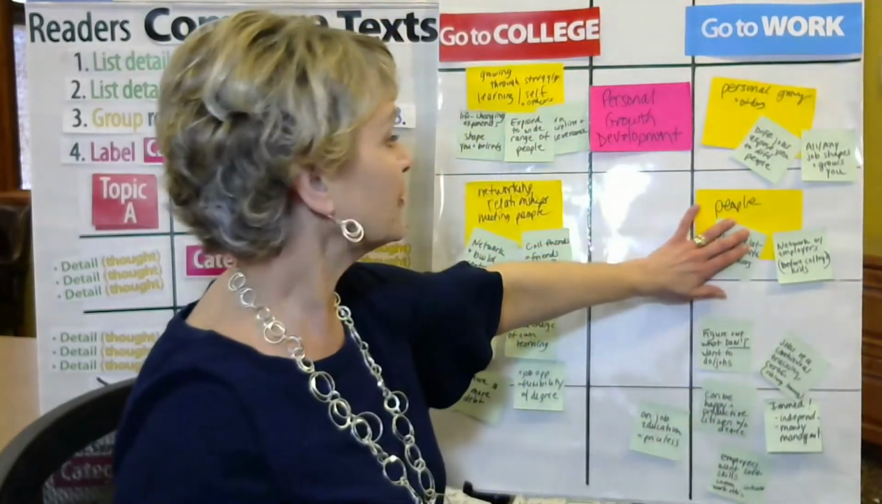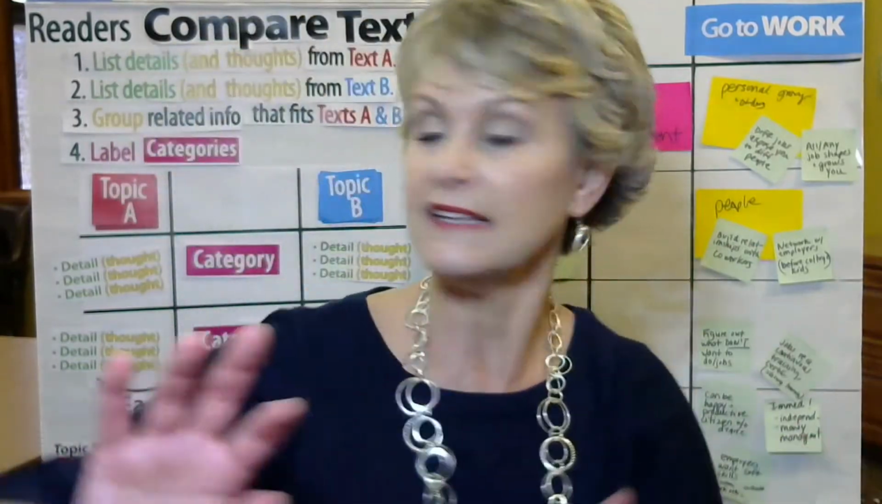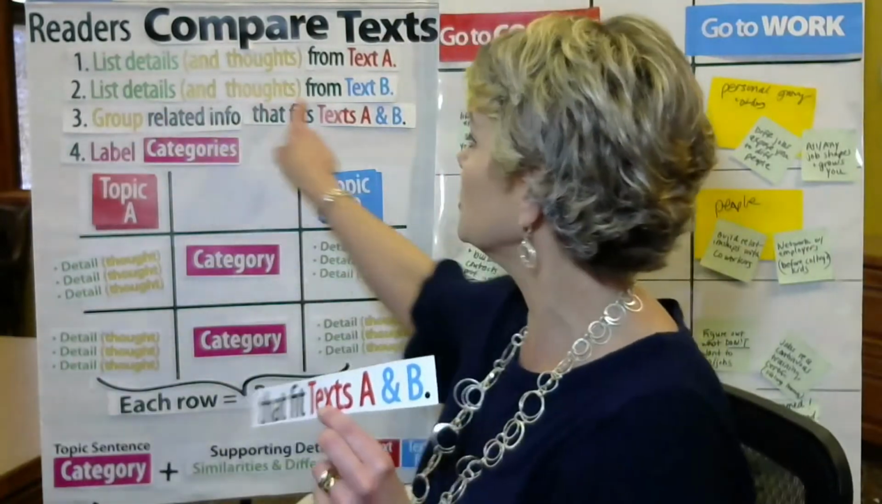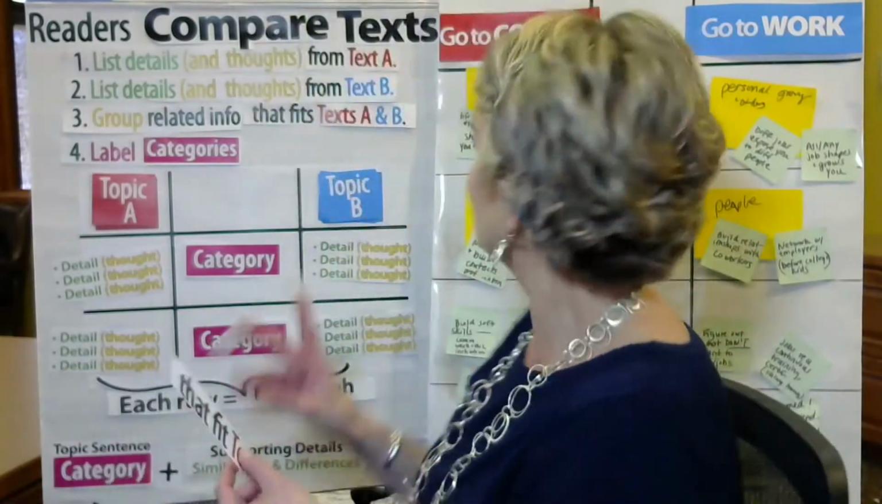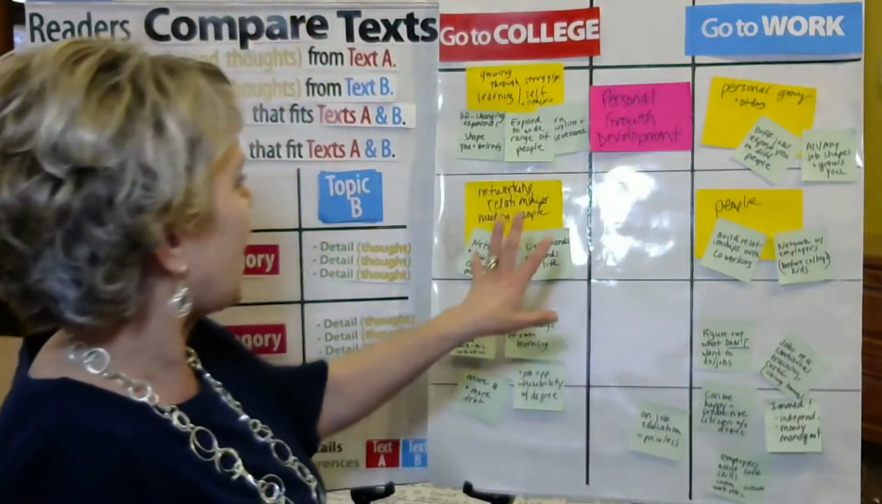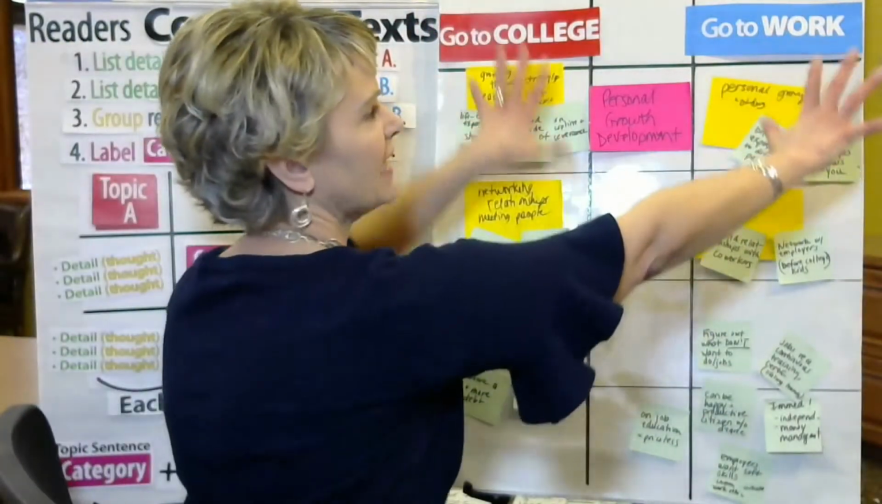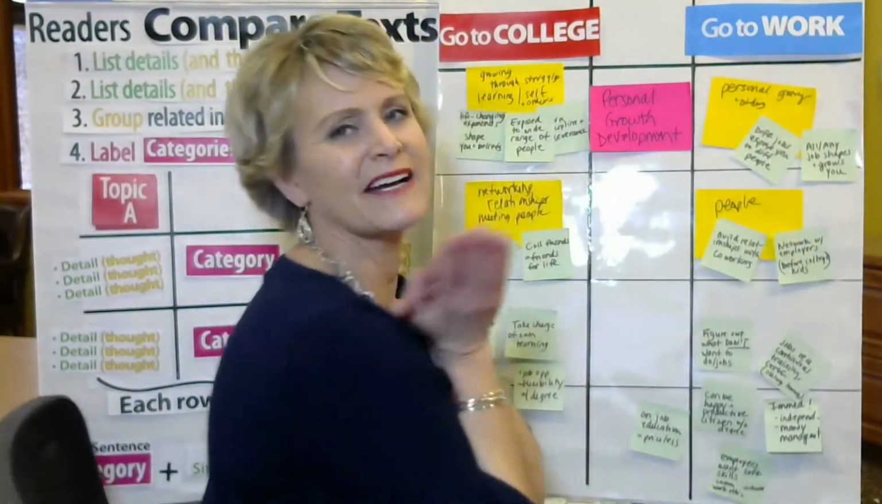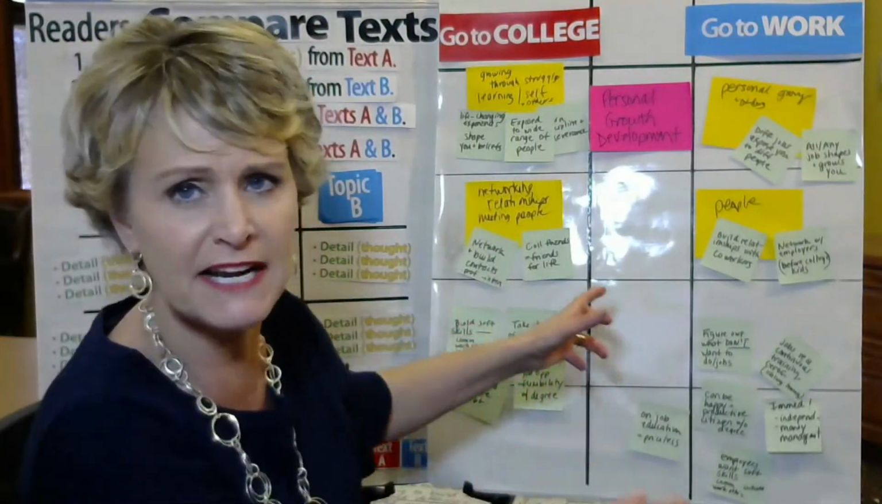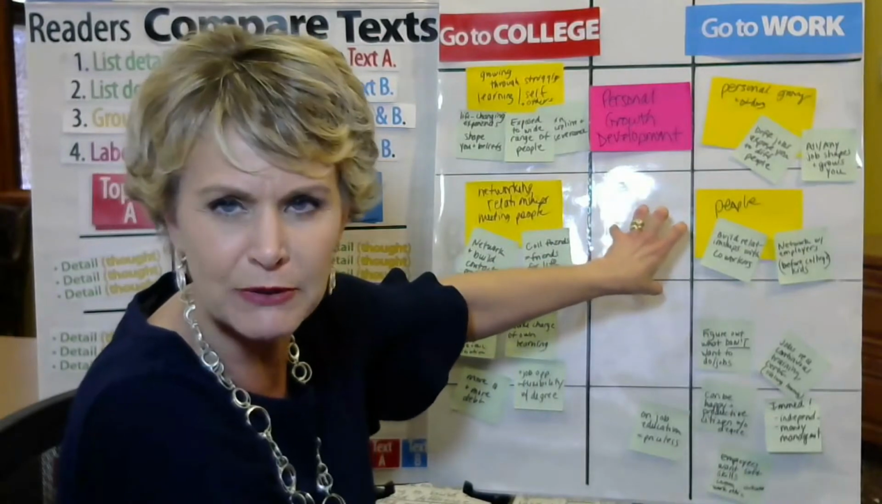Okay, wait a minute. In order to have a category in a comparison, the category has to fit both topics. You've built groups for both topics. Now you've got to come up with a pink category that kind of names this collection of details that we've got going on here. So how could you say that? What, compare college and going to work for what category? What comes to mind? Something about people, something about relationships. It doesn't have to be a sentence. It could just be a phrase or a label.